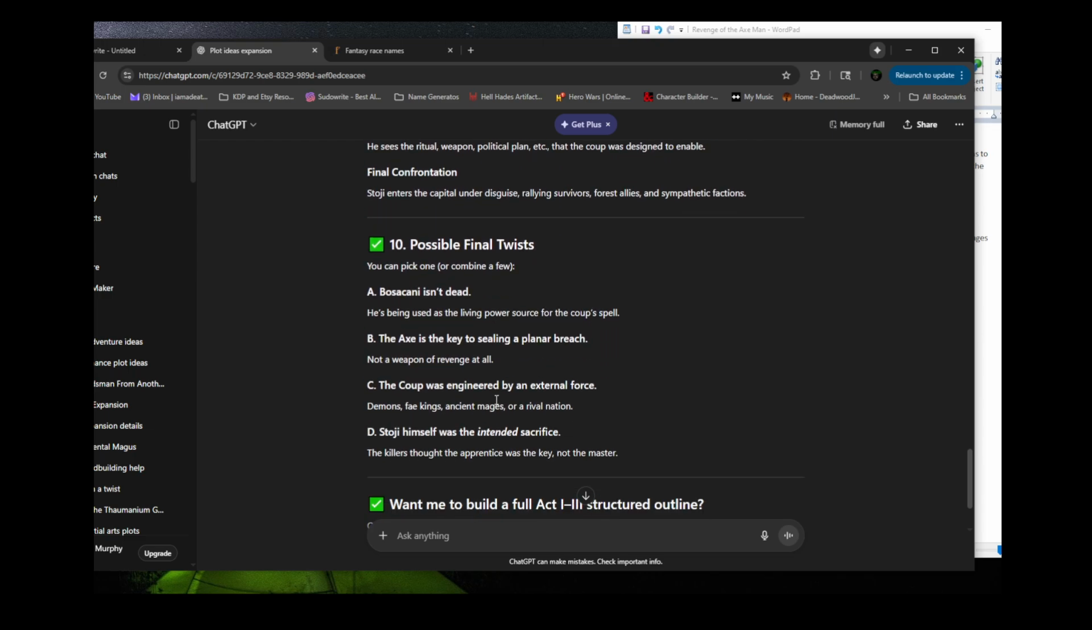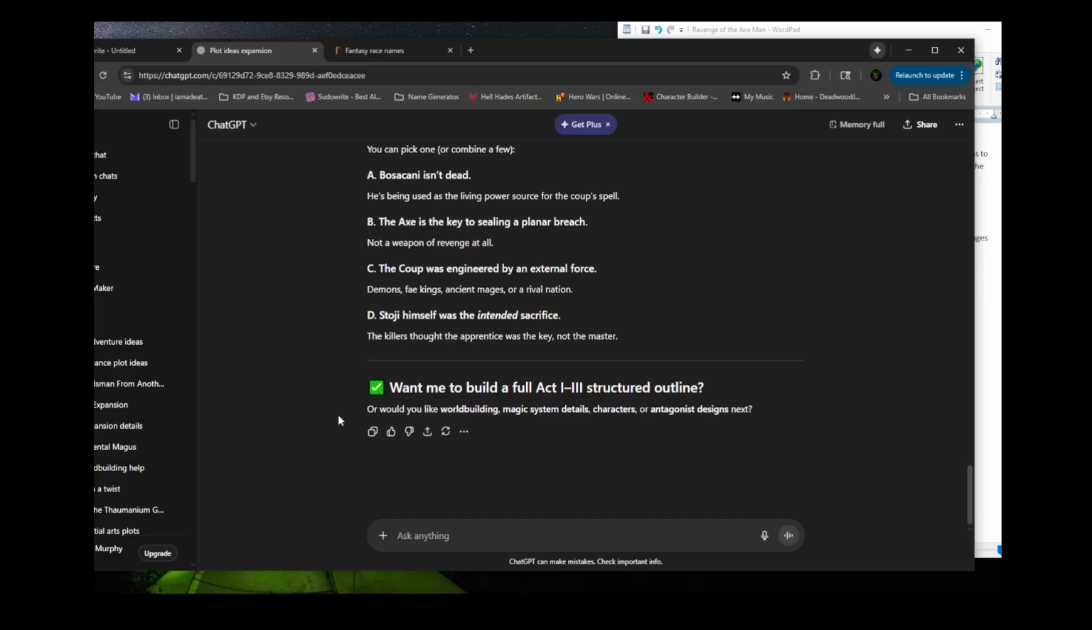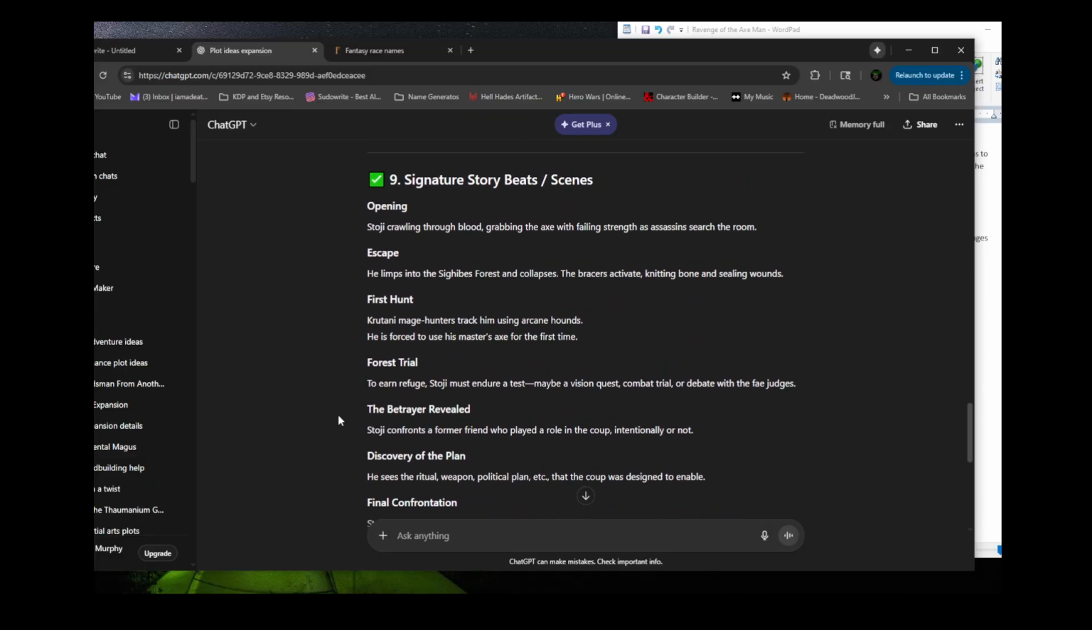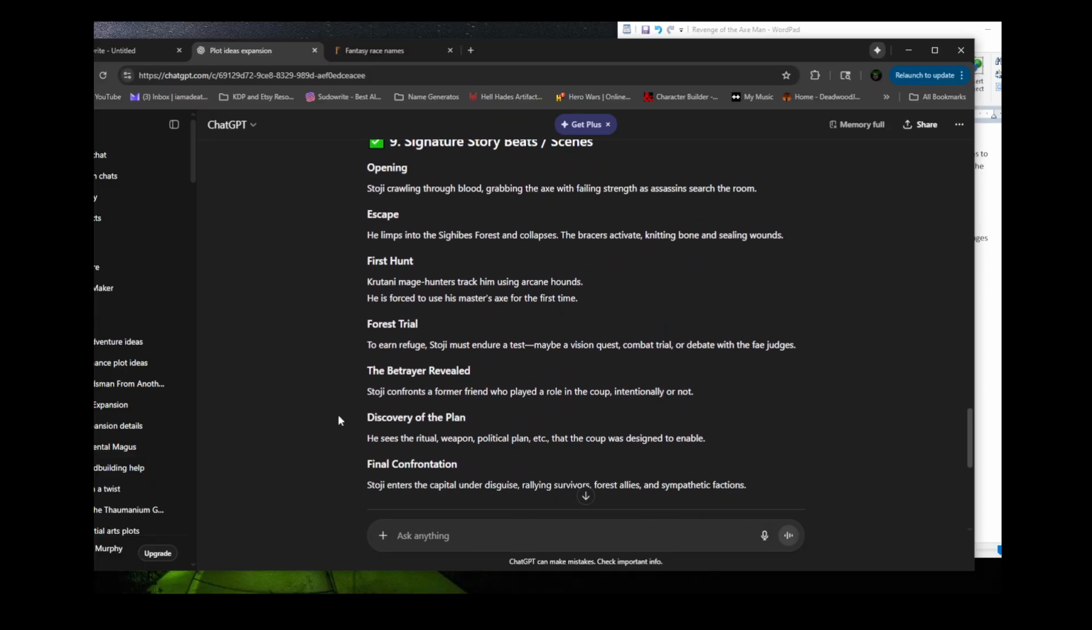Possible twists: he's not dead, no. Access the key to the sealing of planar breach, no. Coup is engineered by an external force, no. Stoji himself was the intended sacrifice. Killer's thought apprentice, no. I'm not the biggest fan of twists like that.